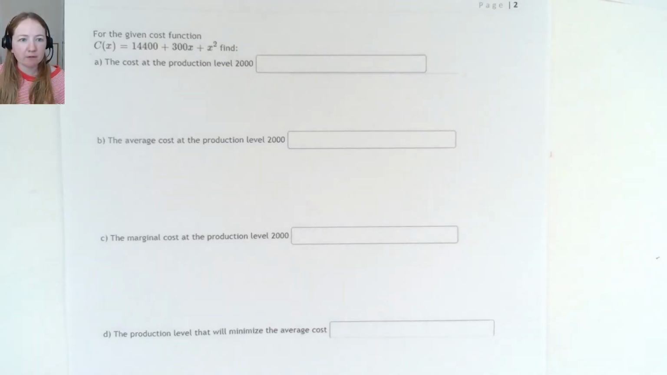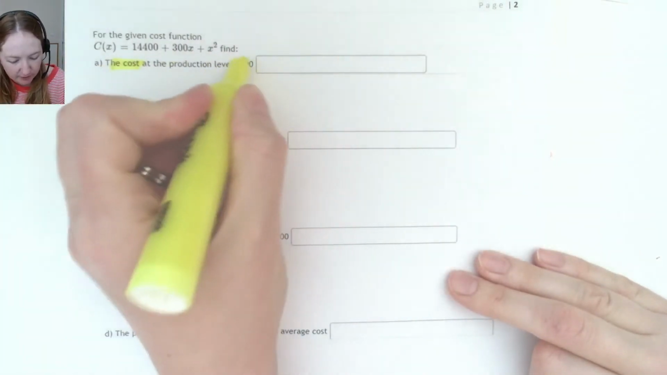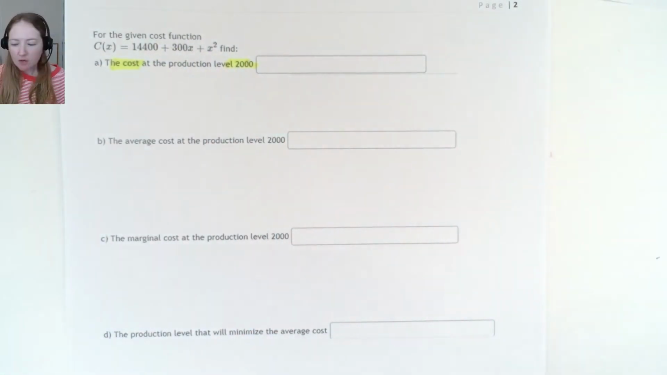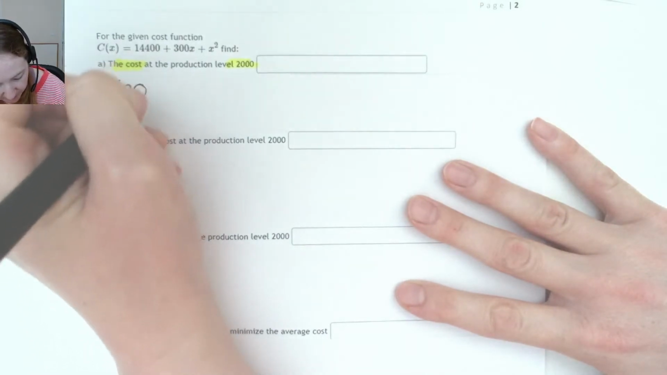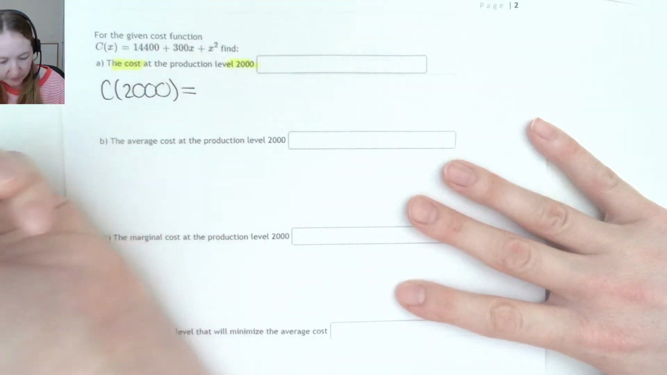Right, so we're first going to look at this business application question, where we're first being asked for the cost at the production level of 2000. That question is not asking anything about the derivative, it's just what is the cost. So you will simply plug in 2000 into the cost function.